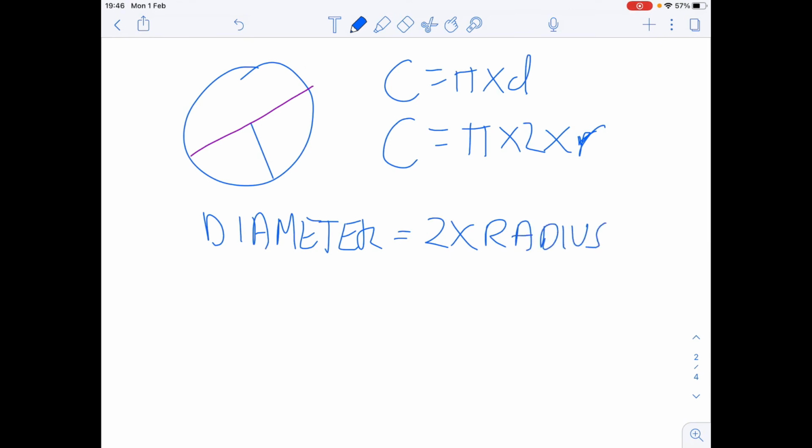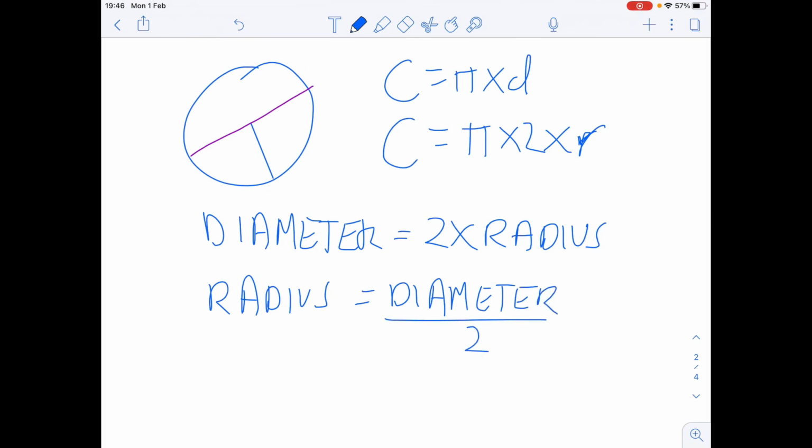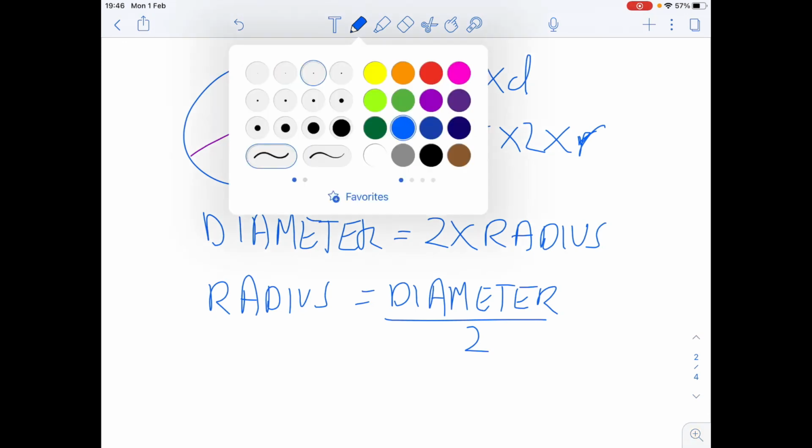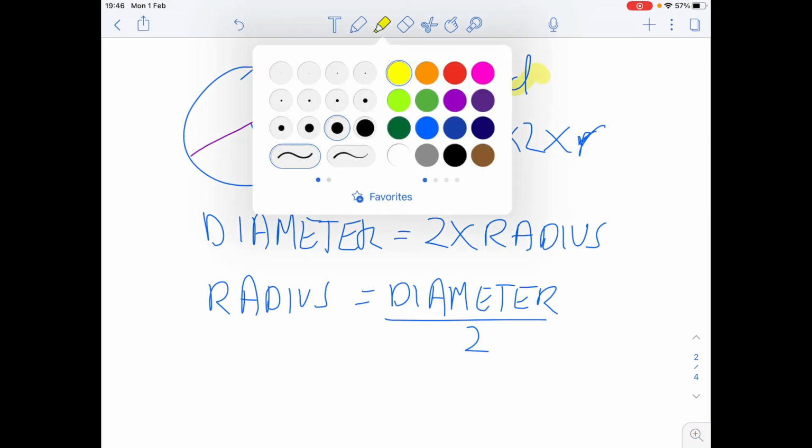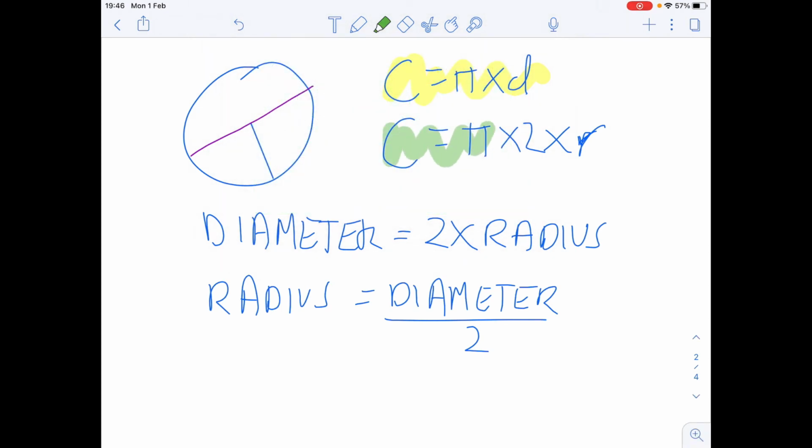So that's the key learning point, or the radius is the diameter divided by 2. And if you know the diameter, you're going to use this formula here. You're going to use this formula here, and if you know the radius, you're going to be using this formula here. And that is all I have for today.